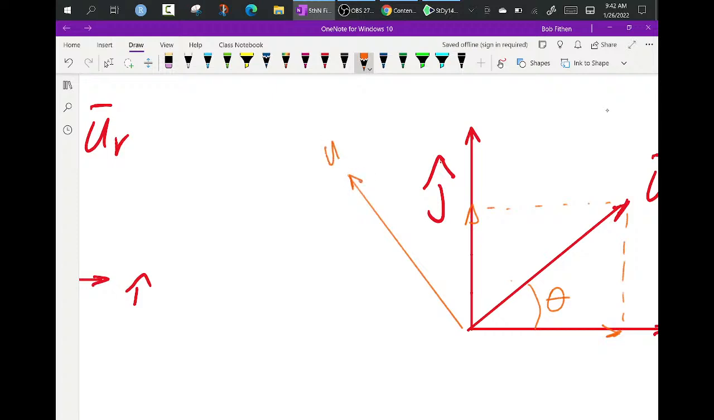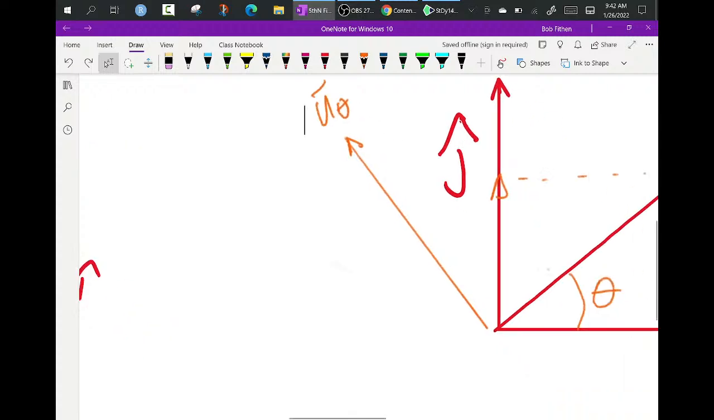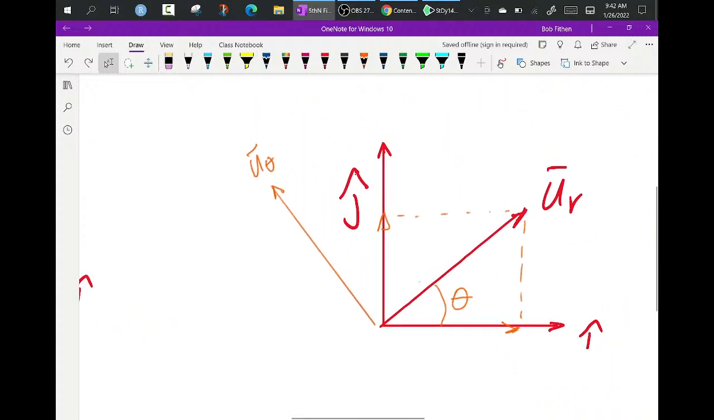So this is u theta. They are 90 degrees apart. Oh no. I guess I'm going to leave that there. Or I'll see if I can. I'm going to leave that 90 degree there. Hey, wait a minute. Now, okay, there you go. So they are 90 degrees apart.